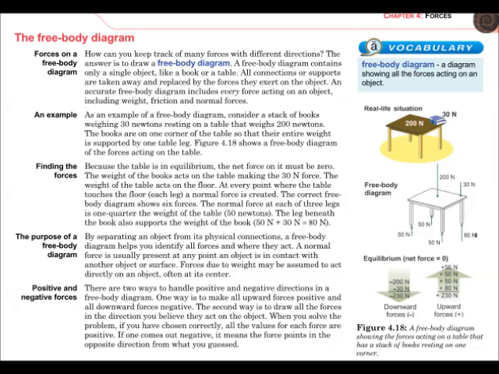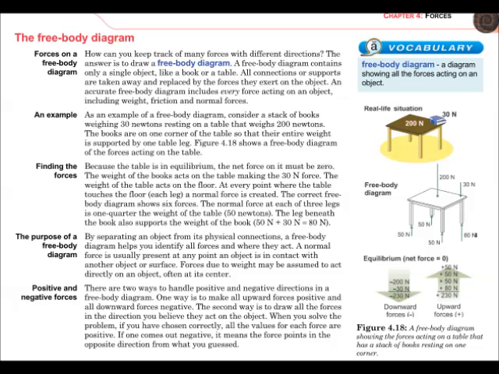The weight of the table acts on the floor at every point where the table touches the floor, each leg. A normal force is created. The correct free body diagram shows 6 forces. The normal force of each of the 3 legs is 1/4 of the weight of the table, 50 newtons. The leg beneath the books also supports the weight of the books, 50 newtons plus 30 newtons equals 80 newtons.